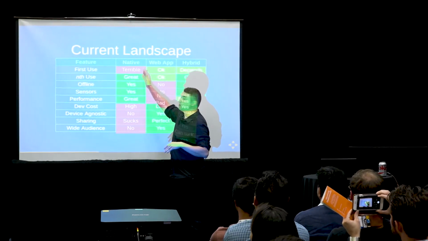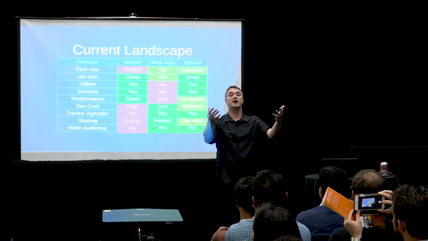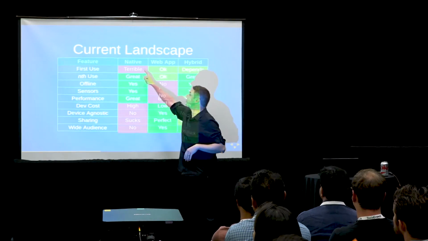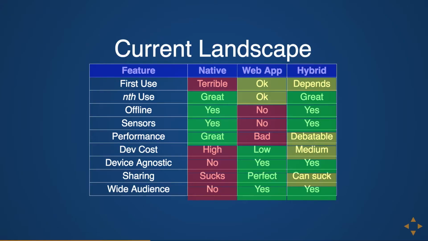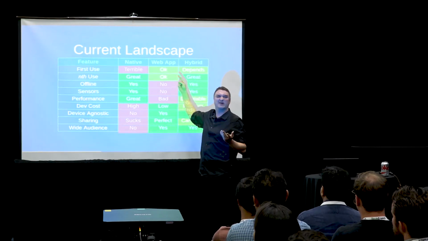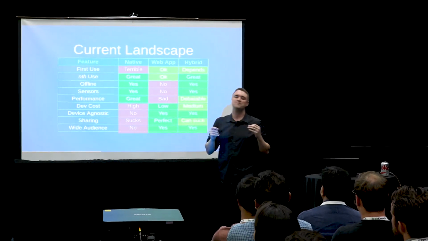So first use, this is, hey, check out my content. First use on native is terrible, always has been, always will be, because of all of those gates that you have to jump through to get there. However, second, third, fourth experience, amazing, fast, responsive, instant load. On the web app, they're just kind of okay in both cases.